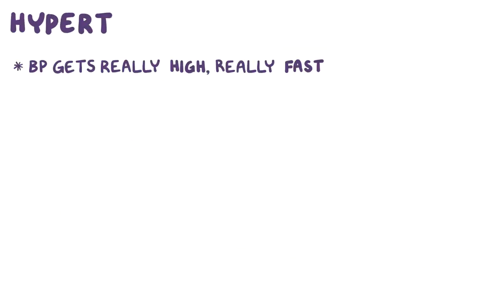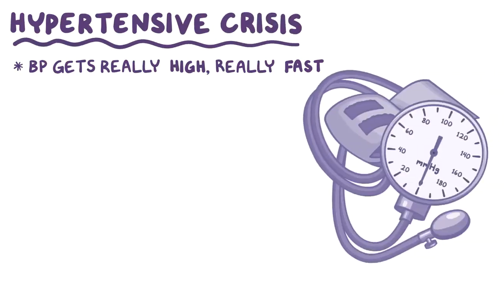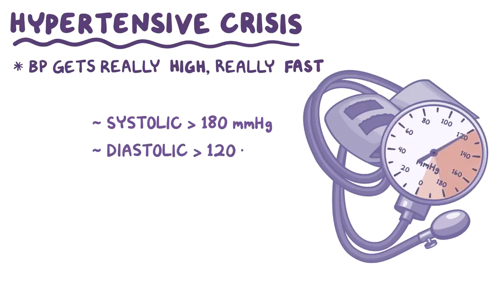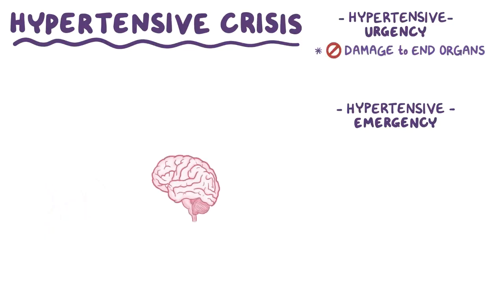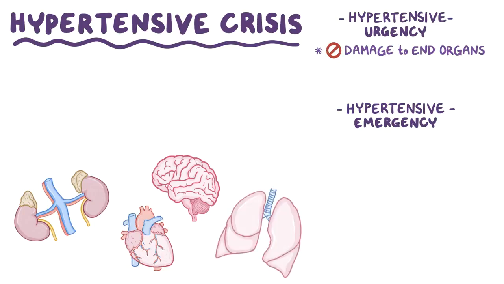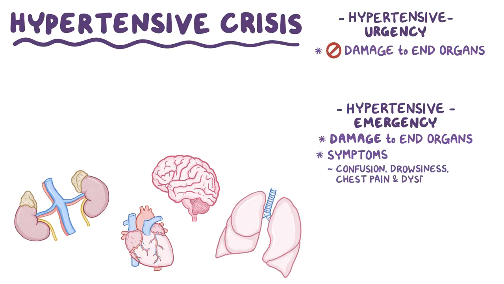Finally, if the blood pressure gets really high really fast, it's called a hypertensive crisis. In hypertensive crisis, either the systolic pressure is greater than 180 mm of mercury, or the diastolic pressure is greater than 120 mm of mercury. Hypertensive crisis can be further split into hypertensive urgency and hypertensive emergency. With hypertensive urgency, there hasn't yet been damage to end organs like the brain, kidneys, heart, and lungs. In hypertensive emergency, there is damage to end organs, and patients have symptoms like confusion, drowsiness, chest pain, and dyspnea.